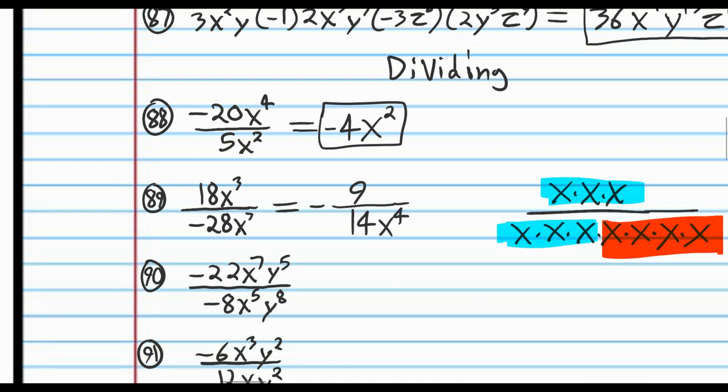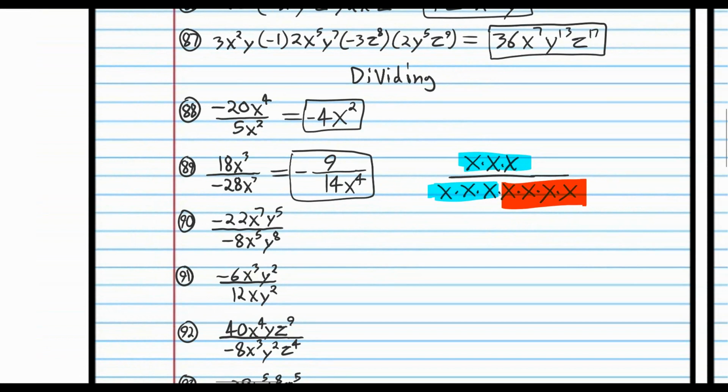And of course you have your negative sign. That doesn't go away because a positive divided by a negative is still a negative. And you can write the negative here, you can write it here, or you can write it here. But it's very unorthodox to write it in the denominator. Usually you would either write it in the numerator or right next to the fraction. So that's the answer. 9 over 14x to the 4th.